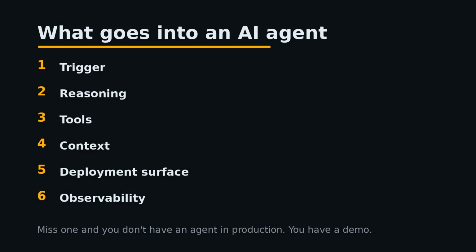What actually goes into an AI agent? Six things. A trigger that starts it, a model that reasons, tools it can call, context it can ground on, a deployment surface so something can invoke it, and observability so you can see what it did and what it cost. If you miss any one of those, you don't have an agent in production, you have a demo. Here's each one built end to end on a real agent.